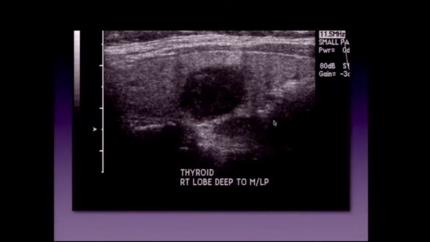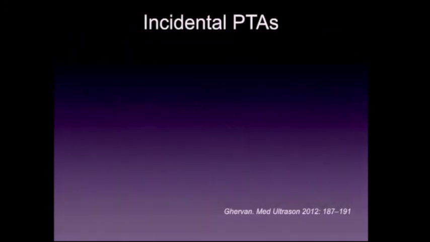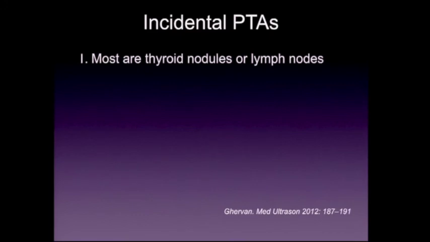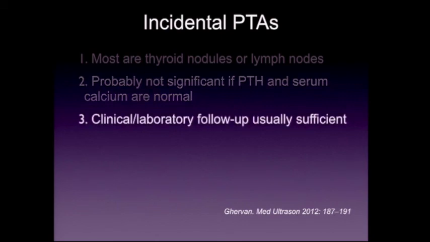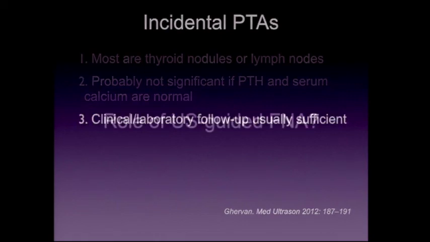Here's another example of one. It looks like it's mostly in the thyroid gland, but it's a parathyroid adenoma. What about incidental parathyroid adenomas? I gave this talk at a conference several years ago, and somebody asked me, what if you see one incidentally? Well, most of them are actually thyroid nodules or lymph nodes, because it's unusual to have a parathyroid adenoma without having a biochemical abnormality or signs or symptoms. But if it's truly a parathyroid adenoma, it's probably not significant if the PTH and serum calcium are normal, and clinical and lab follow-up are usually sufficient.